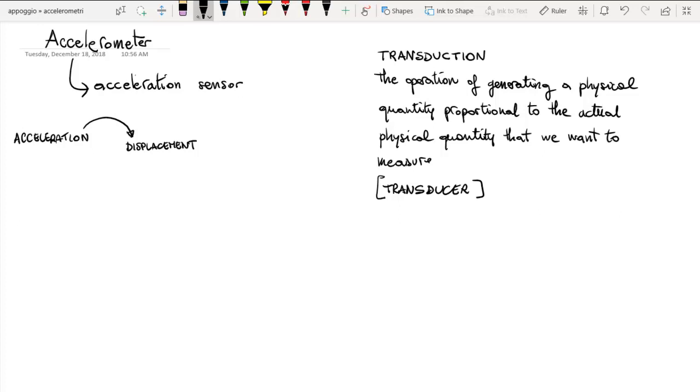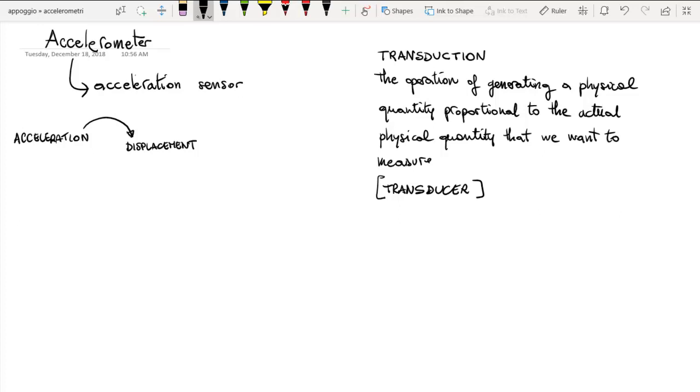You should notice the following thing. The acceleration is a dynamical quantity, in the sense that it's the second derivative with respect to time of a position, whereas the displacement is a static quantity. We measure the displacement at a certain time. And this is one step.